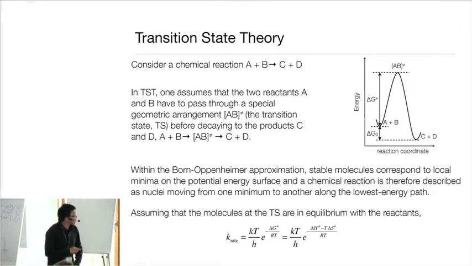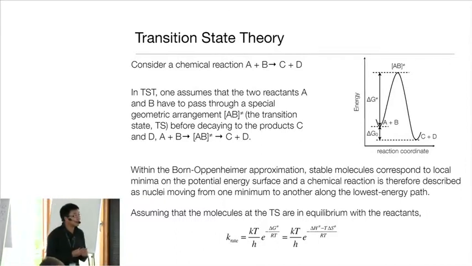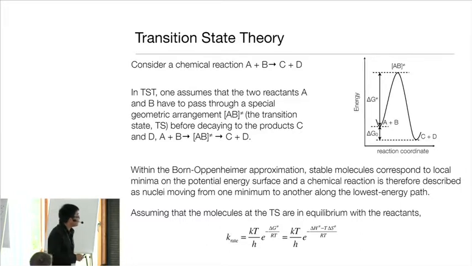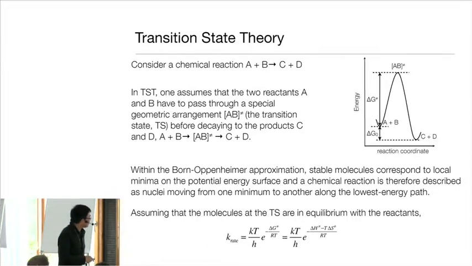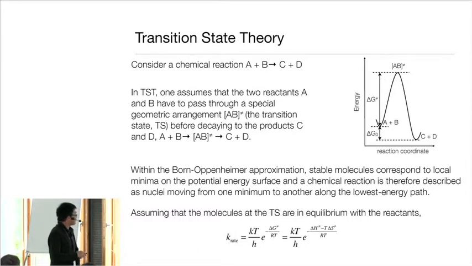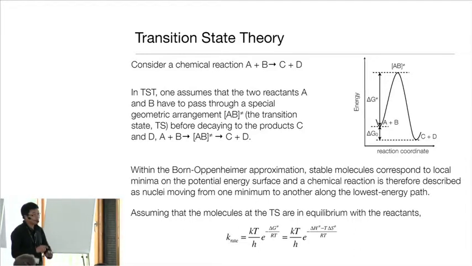And then in the Born-Oppenheimer approximation, a stable molecule like the product and the reactant corresponds to a local minimum of the potential energy surface. The chemical reaction can then be viewed as the moving of the nuclei from one local minimum to another, with the reaction coordinate being the low energy pathway. I think that just gives you the basics. We talk about similar things.